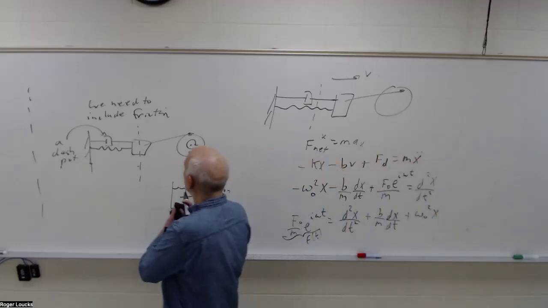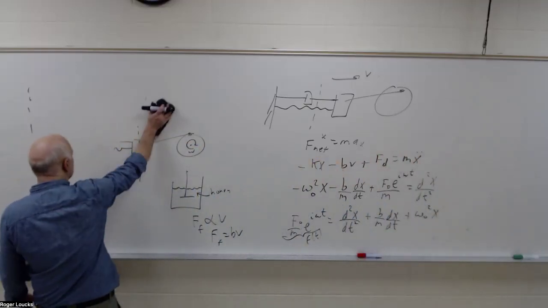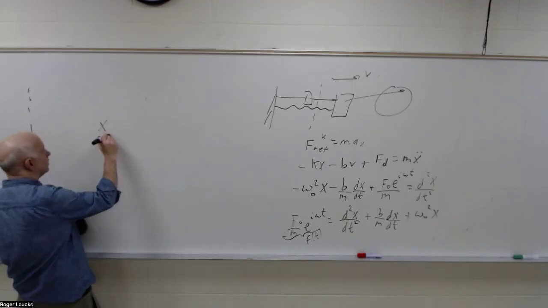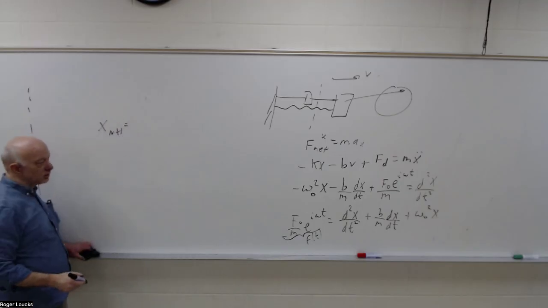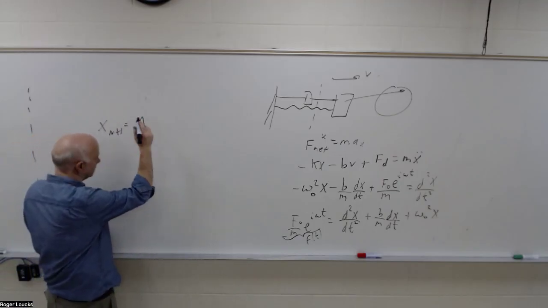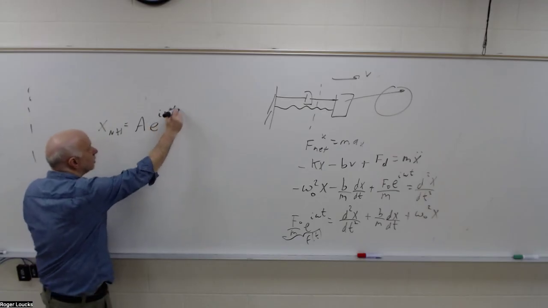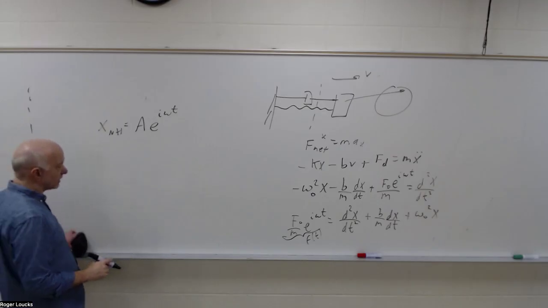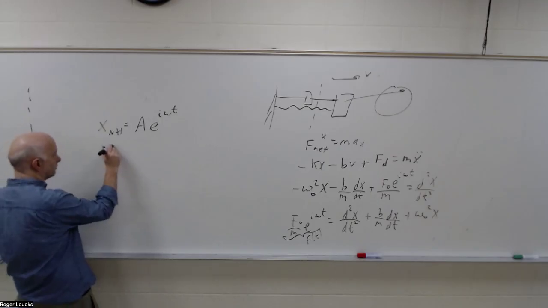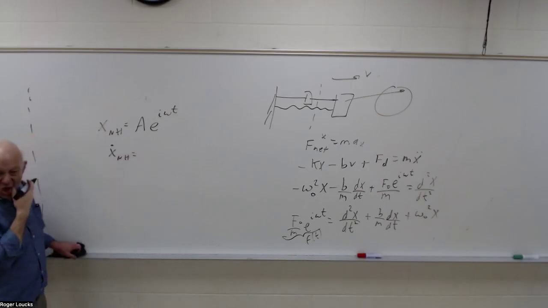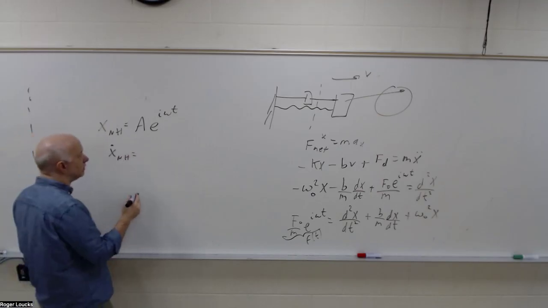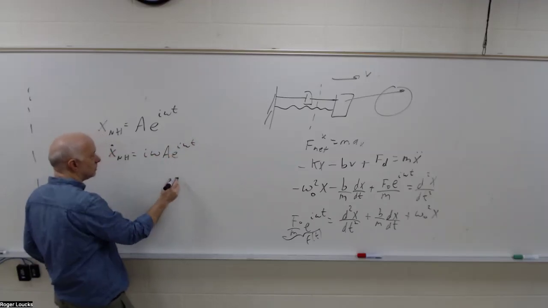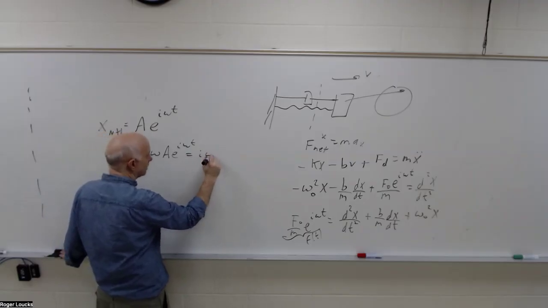So what form did we assume for the non-homogeneous piece? Some amplitude or some constant a times e to the i omega t. That makes sense? So what does that give me? One derivative of this gives me what? i omega a e to the i omega t, which is i omega x non-homogeneous.